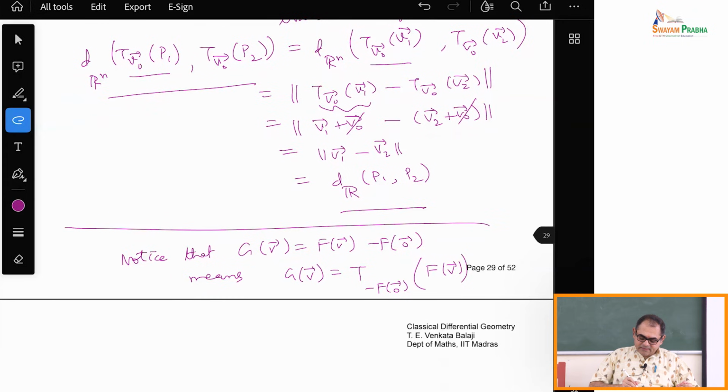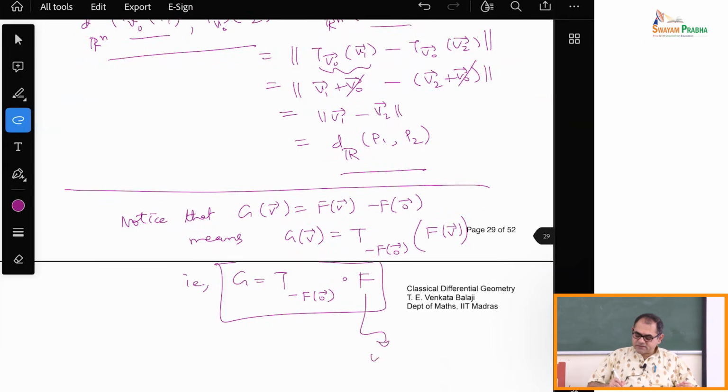Okay, that is what it means, that G is the composition of this translation with f. This is what it is if you write it as a composition, and this f is given to be an isometry. Translation is also an isometry, and a composition of isometries is an isometry. Therefore, this implies that G is an isometry.